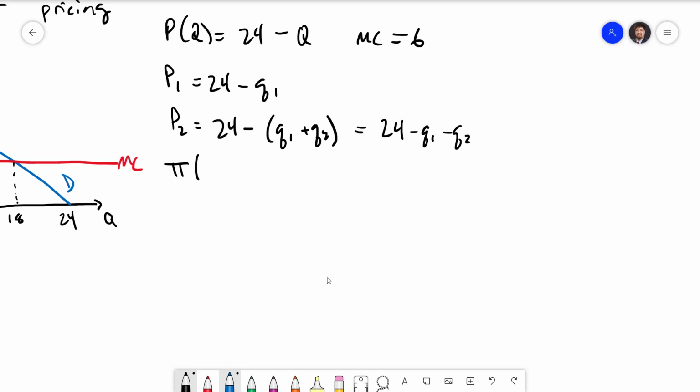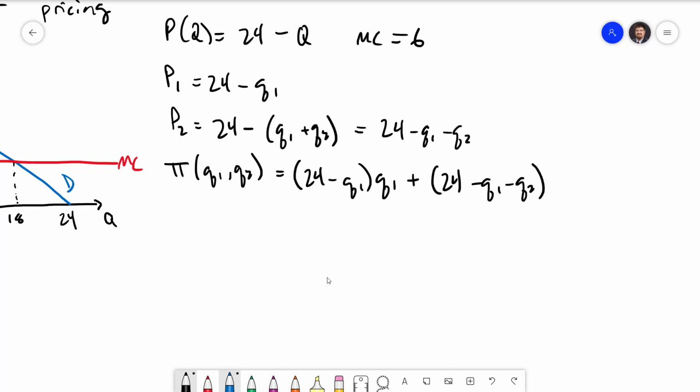I'm going to set up a profit function, which is now a function of Q1 and Q2, which will be, as before, total revenue minus total cost. But total revenue is a bit more complex now because we have two different prices and two different quantities. The first Q1 units are sold at P1. We'll use our P1, 24 minus Q1 times Q1, plus our price for our second chunk of units, which is P2, 24 minus Q1 minus Q2, and now we multiply this one by Q2. Not Q1 plus Q2, because we're only selling those Q2 units at the lower price. We now subtract total cost, which is 6 times the total quantity, which is Q1 plus Q2.